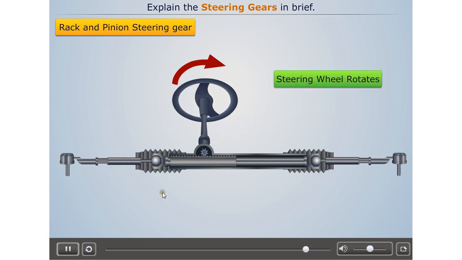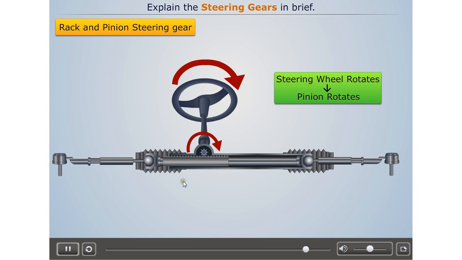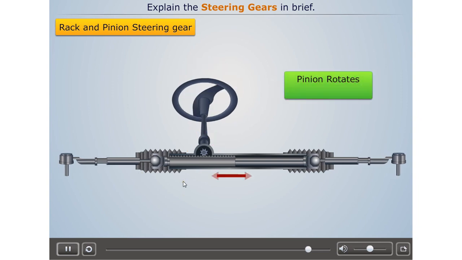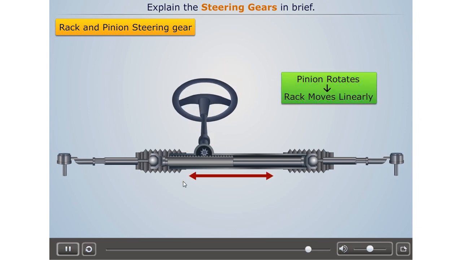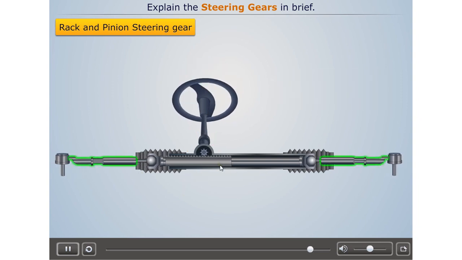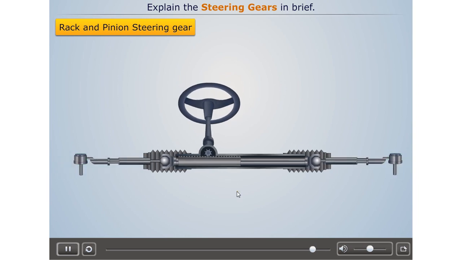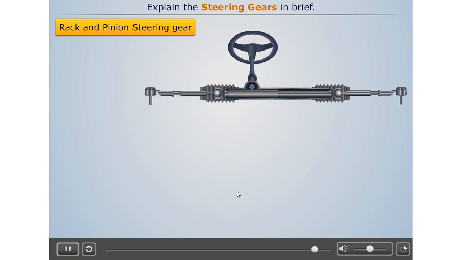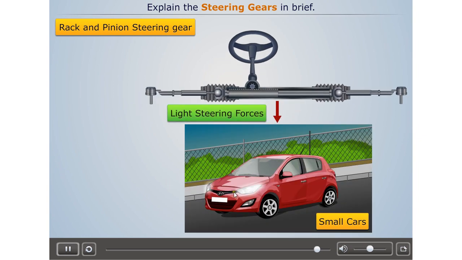Now when the steering wheel rotates, the pinion rotates with it. This causes the rack to move linearly, which causes the tie rods and stub axle to move, thus providing the steering. This type of steering is mainly suitable for small cars where steering forces are light.